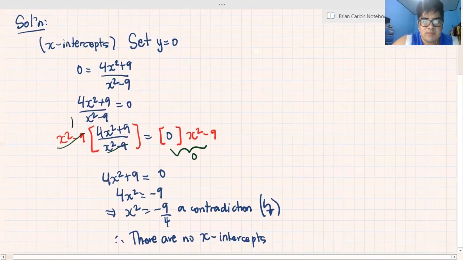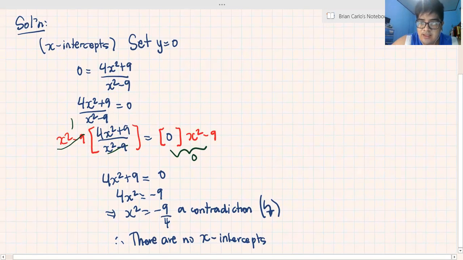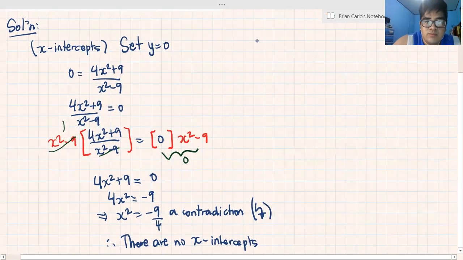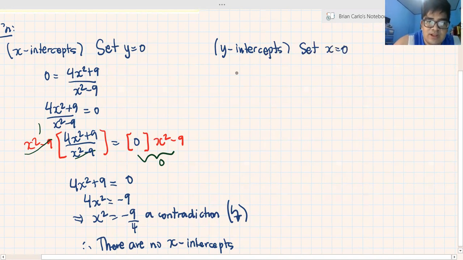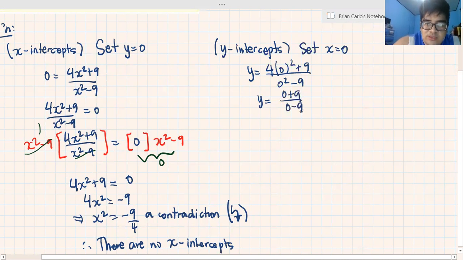Diba? Ngayon, kapag ba walang x-intercept, it doesn't necessarily imply na walang y-intercept? No. Check natin. Ngayon, y-intercept. Y-intercepts. Paano? Set x be equal to 0. Given natin ay y is equal to 4x squared plus 9 all over x squared minus 9. So magiging 4 multiplied by 0 squared plus 9 all over 0 squared minus 9. So this implies that y is equal to 0 plus 9 all over 0 minus 9, or 9 over negative 9, or negative 1. Y is equal to negative 1.